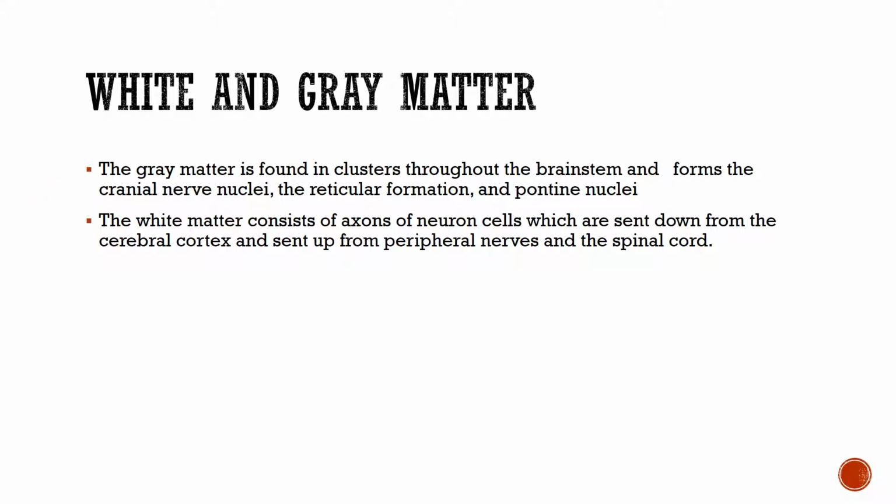The brainstem is made up of white and gray matter. The gray matter is found in clusters throughout the brainstem, and it forms the cranial nerve nuclei, the reticular formation, and the pontine nuclei. The white matter consists of axons of neuron cells, which are sent down from the cerebral cortex and sent up from the peripheral nerves and the spinal cord.